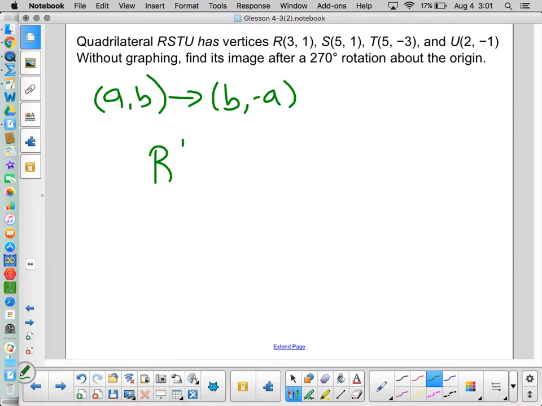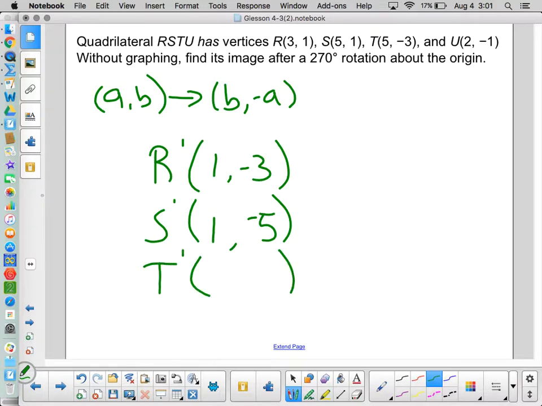So R prime, we're going to switch the order, 1, 3, and the A is going to change signs. So R prime went from (3, 1) to (1, negative 3). S prime was at (5, 1). We're going to switch the order to (1, 5), and we're going to change the sign on the second one, so negative 5.